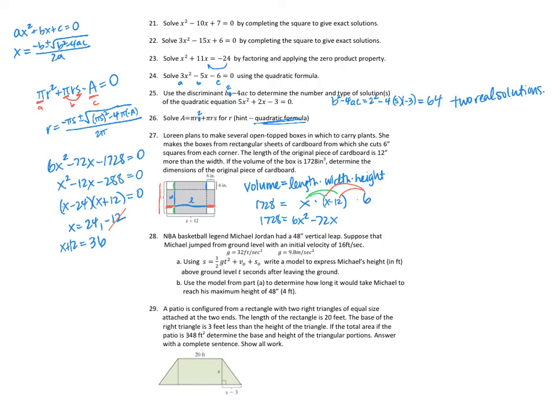Number 28 says this NBA basketball legend, Michael Jordan, had a 48-inch vertical leap. Suppose that he jumped from ground level with an initial velocity of 16 feet per second. I want to write a model to express Michael's height in feet above the ground t seconds after leaving the ground. Since everything is in feet and seconds, I'm going to use this to estimate my gravity instead of the other, because we're not dealing in meters. So we'll use that one.